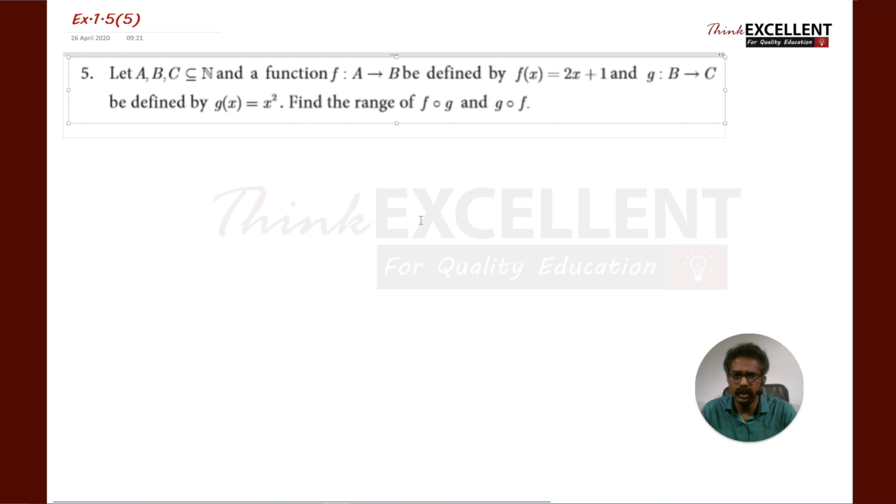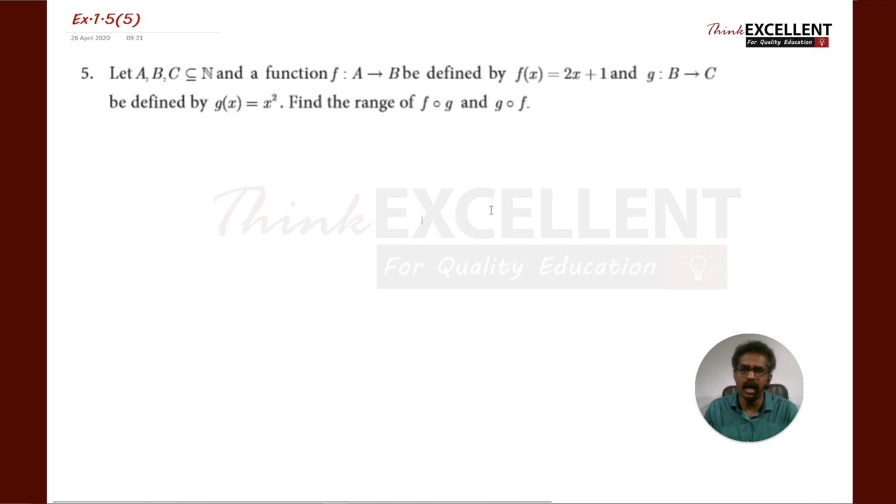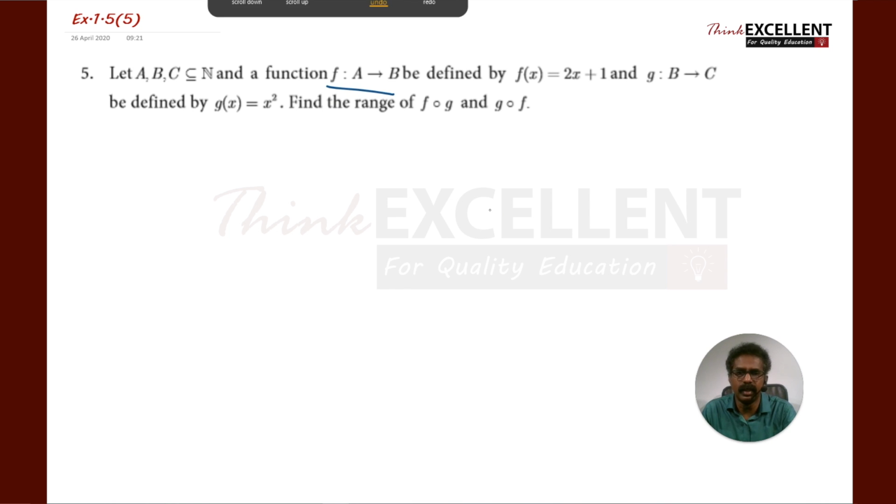Little different question. See what they asked here. A, B, C are subsets of N. You know what is N? Set of natural numbers, right? N is the set of natural numbers. F is a function from A to B, and G is a function from B to C.